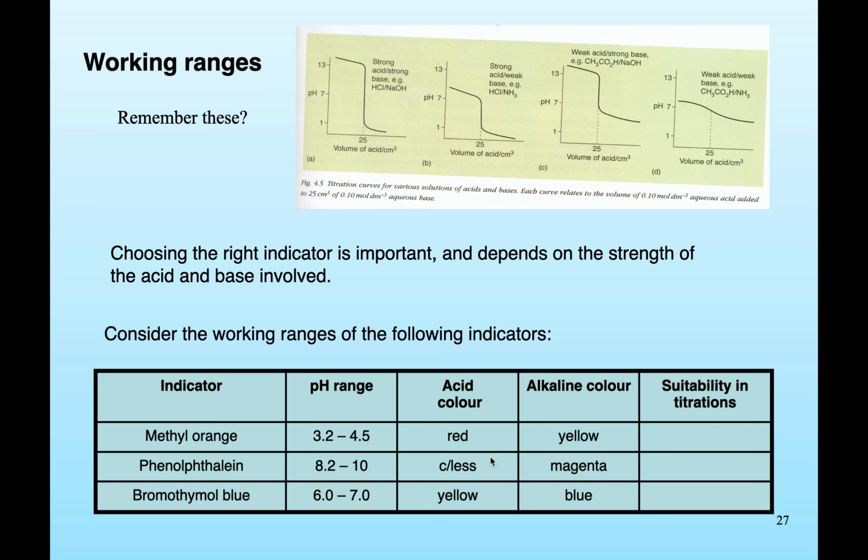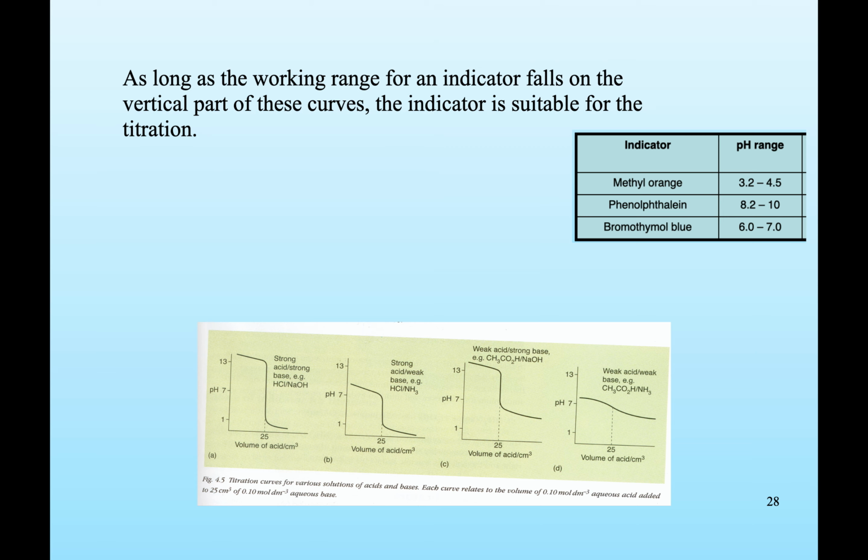So we have to think about suitability in these titrations. The working range has to fall in the vertical part of the curves. If it does, the indicator is suitable for the titration. So let's have a little look at this. Strong acid, strong alkali, all three of these indicators are suitable. Why? Well, because all of their working ranges fall into or coincide with that vertical range.